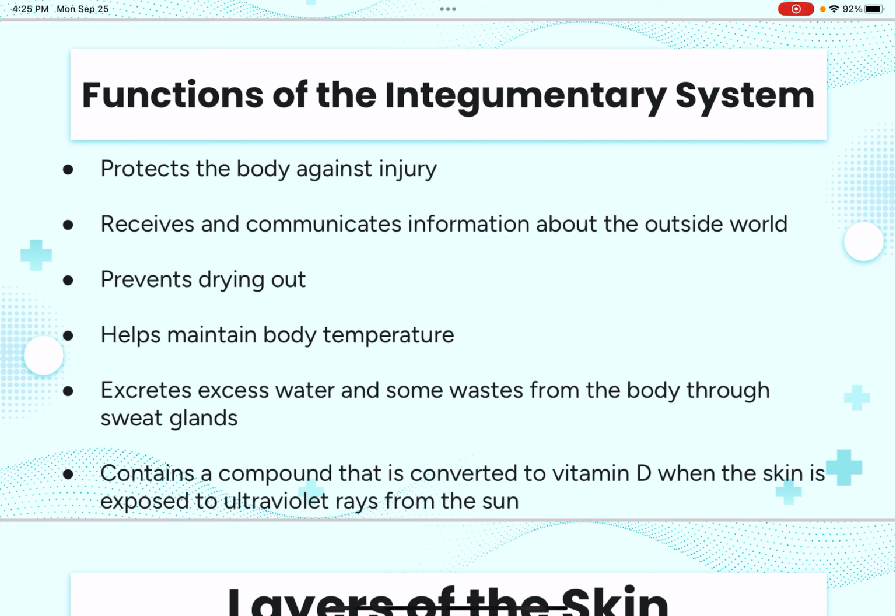The skin also helps maintain body temperature. It excretes excess water and some waste from the body through sweat glands. And it contains a compound that is converted to vitamin D when the skin is exposed to ultraviolet rays from the sun.